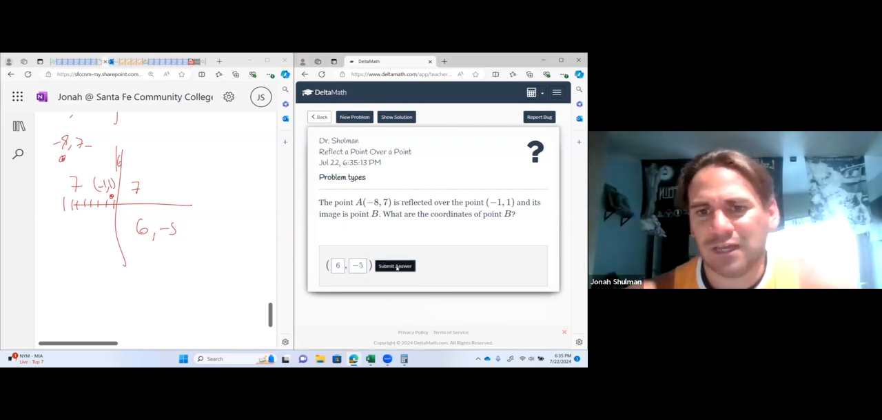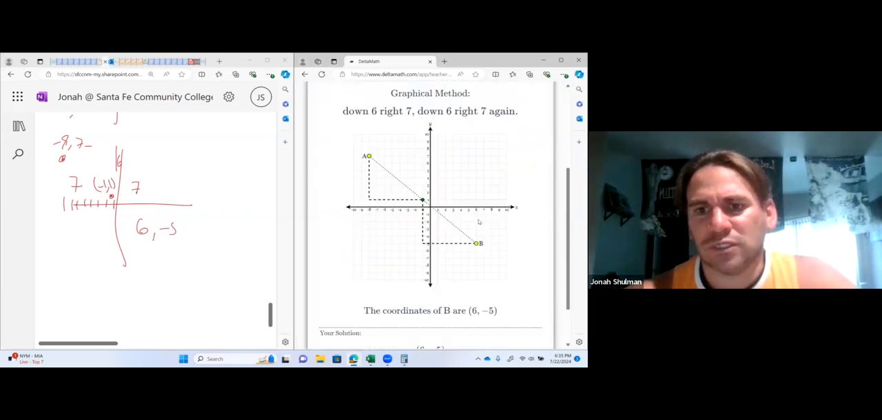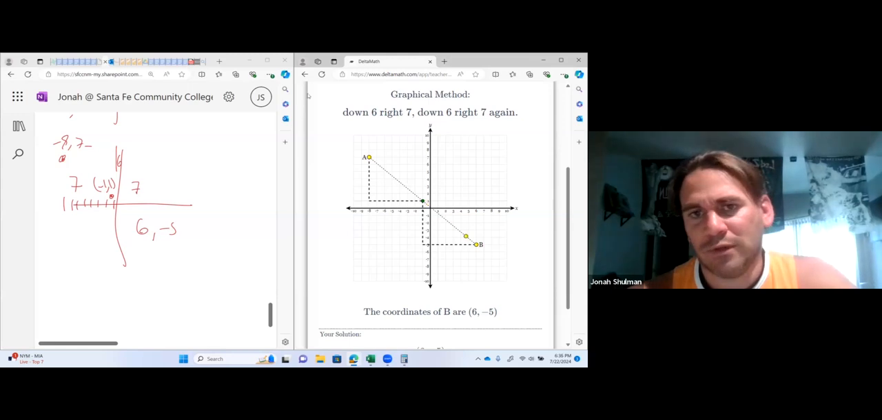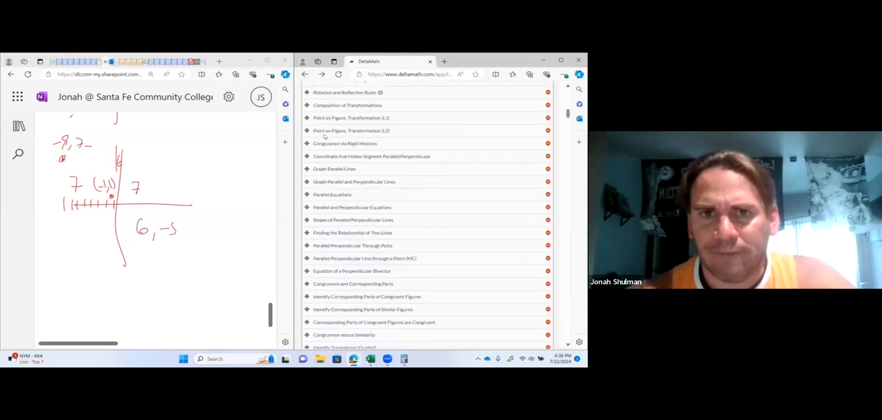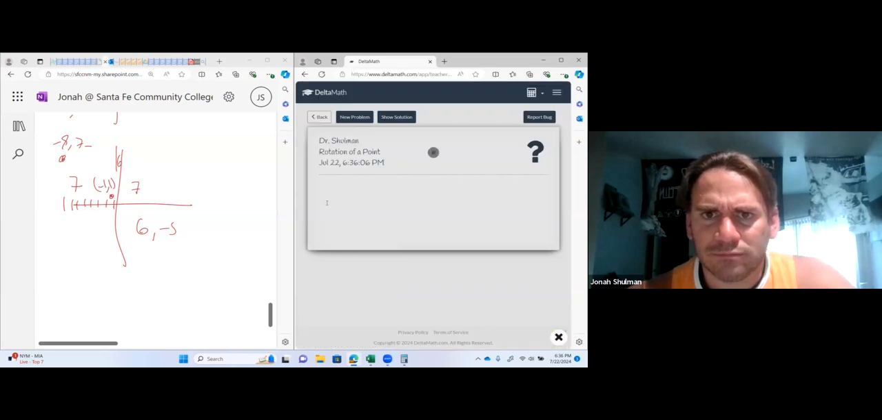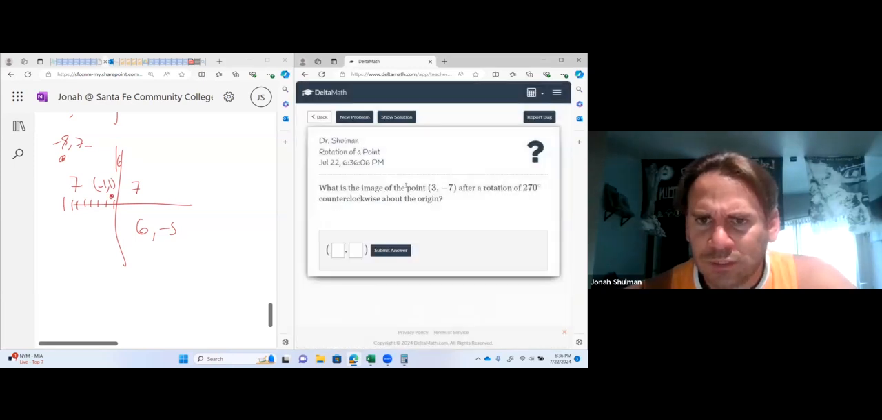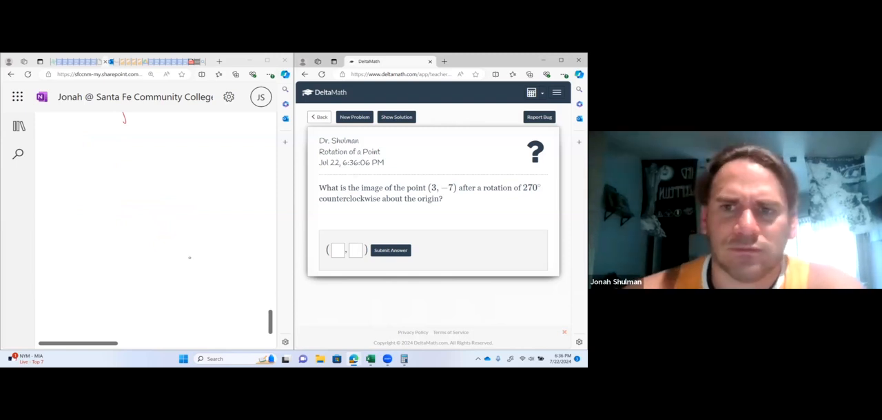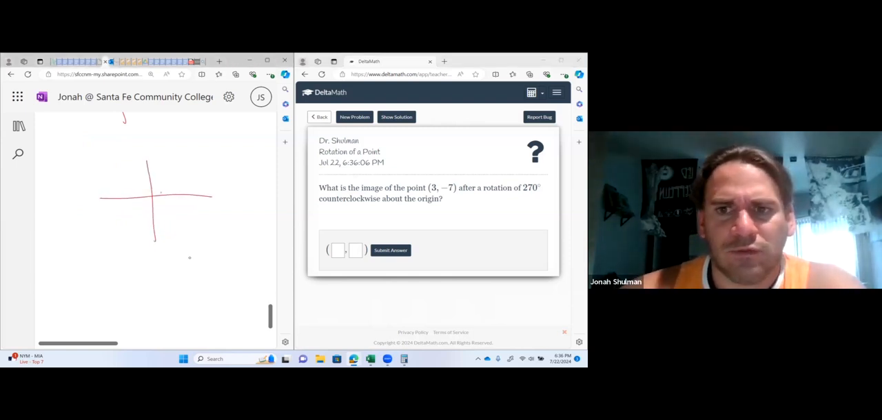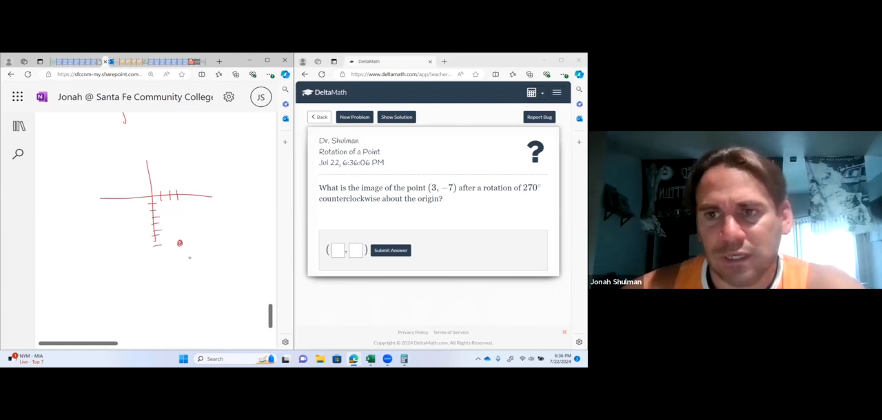So feel free to take your time with these. They're a little tricky. Obviously, their picture's way better than mine. Use the graph paper. All right, let's do a couple more. What is the image of 3, -7 moved 270 degrees counterclockwise? Here's 3, -7. 90 degrees would be here. 180 would be here. 270 is here.